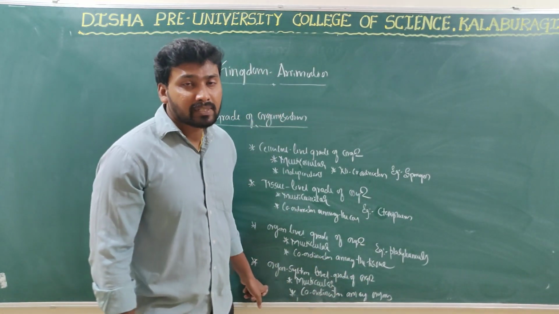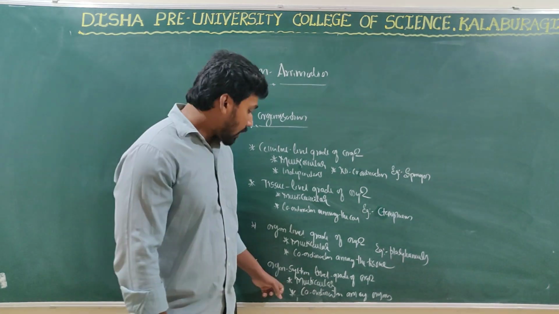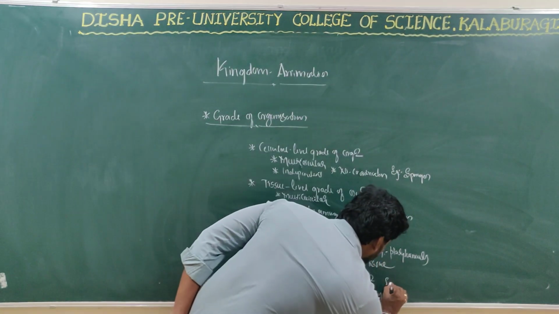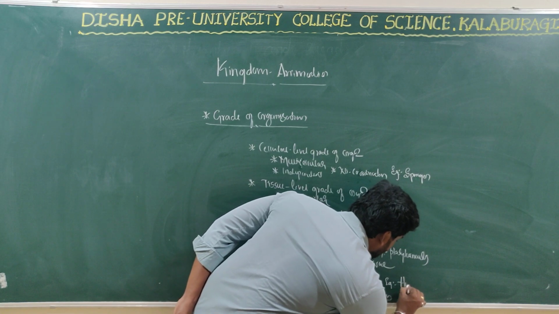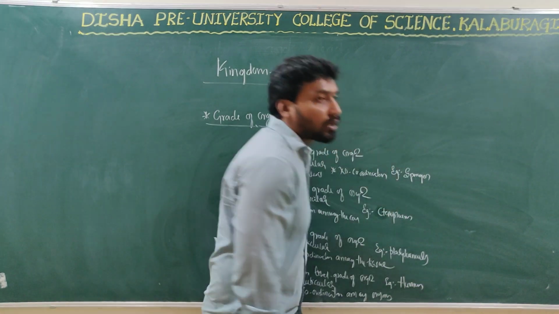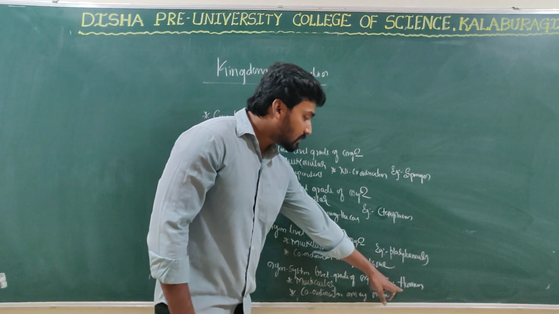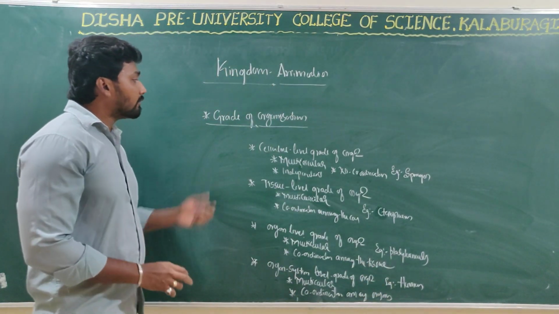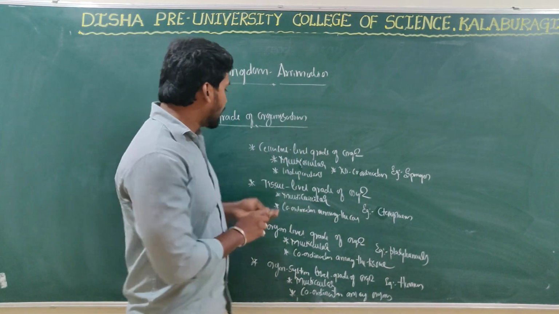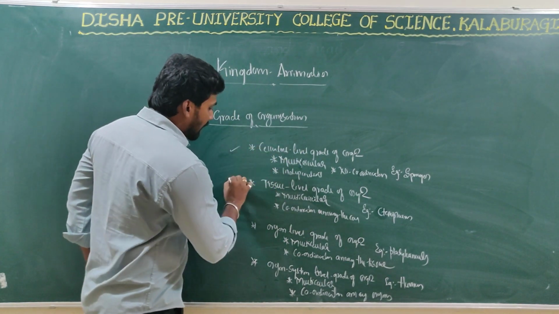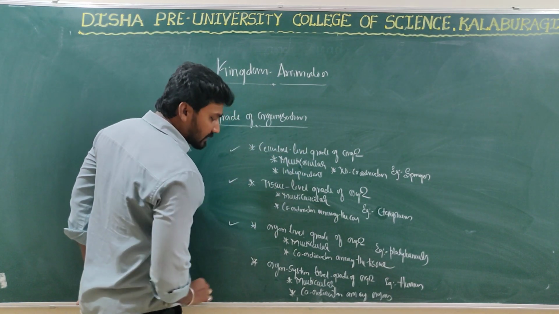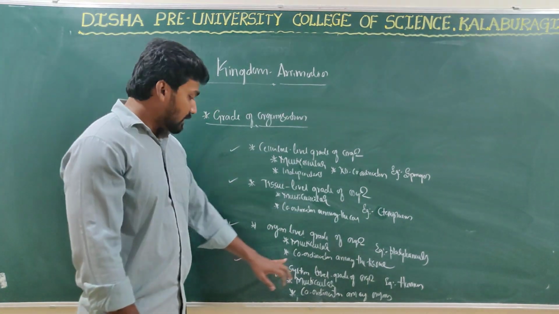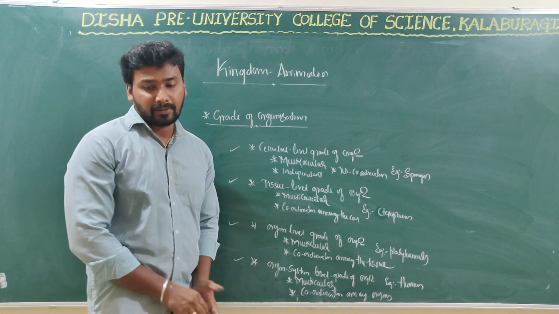Likewise, the organ system level grade of organization is shown by highly evolved species. The good example you are going to give is humans, the most complicated animals on the earth. So on the basis of grade of organization, animals are classified as cellular, tissue level, organ level, and organ system level grade of organization.